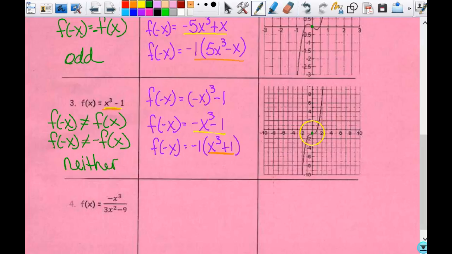And this, see, it does have symmetry. It has rotational symmetry about this point right here, but that point isn't the origin because it has a vertical shift. Okay, we good? Questions?